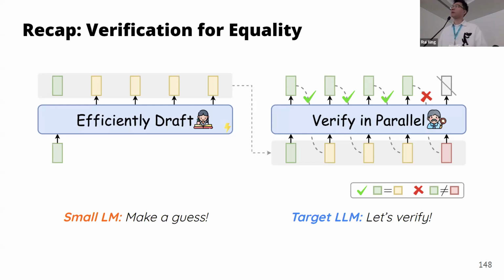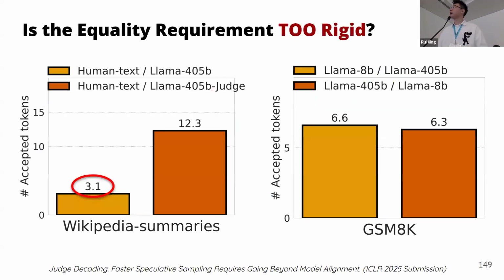Because if the 8 billion model is quite good, it contains a lot of high quality drafts, and we should not reject these high quality draft tokens simply because they are different from the original large language model, right? And in this promising work, judge decoding, the most recent research work in speculative decoding, it is a 2025 submission, and it is still under review.